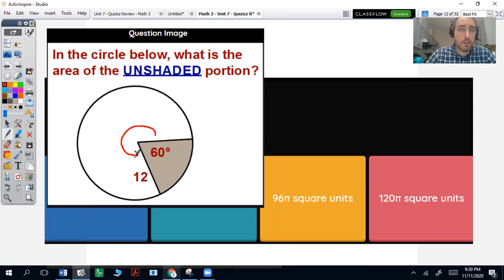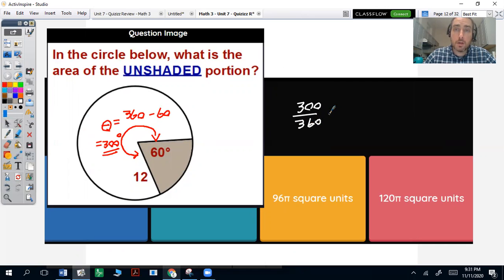And this is a full circle. So the unknown angle is going to be 360 minus the 60 degrees. So it's actually going to be 300 degrees. So whatever this angle is, subtract from 360, that's going to be your new degree measure. That's going to help you get your unshaded area, because we're not using the 60, that's the shaded. The 300 is the unshaded portion. So it's going to be 300 over 360 times pi, and your radius is 12. So pi times 12 squared.